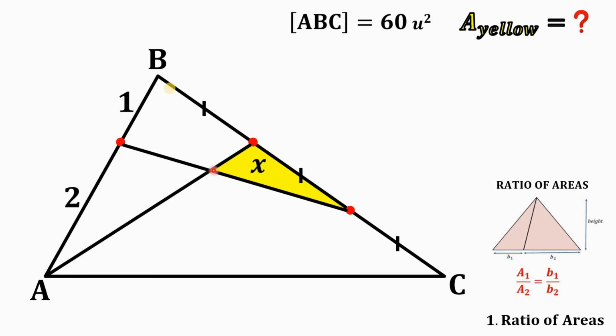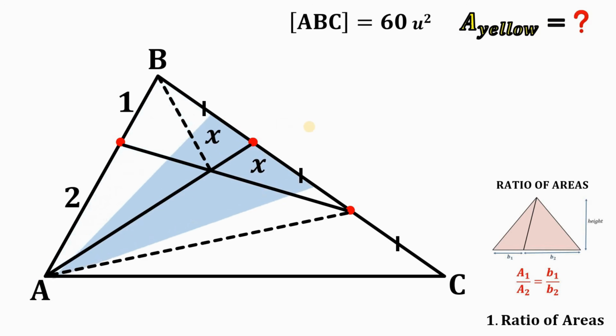From this intersection, let's connect this to point B. We have two triangles having the same base and the same height. Therefore, we can say that they have the same area. So this triangle is also equal to X square units. And now what we're going to do is from this vertex A, let's connect this to this point right over here. And then notice these three triangles.